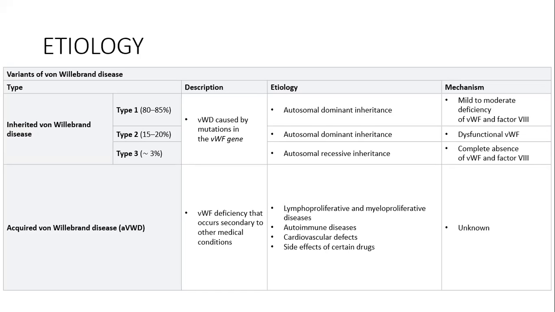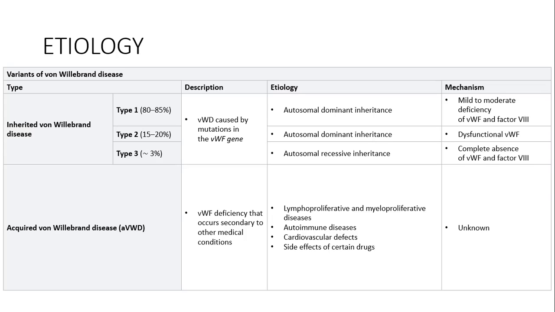Type 1 is due to an autosomal dominant inheritance with mild to moderate deficiency of the von Willebrand factor and factor VIII. Type 2 is an autosomal dominant inheritance due to the dysfunctional von Willebrand factor, and type 3 is due to autosomal recessive inheritance with complete absence of von Willebrand factor and factor VIII.